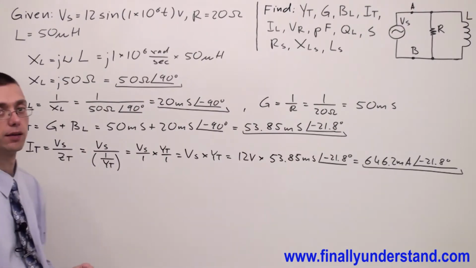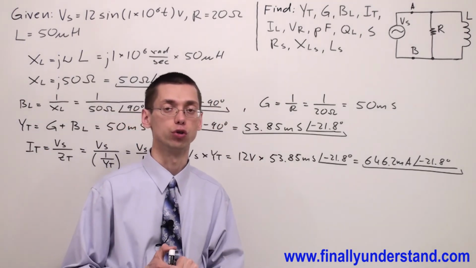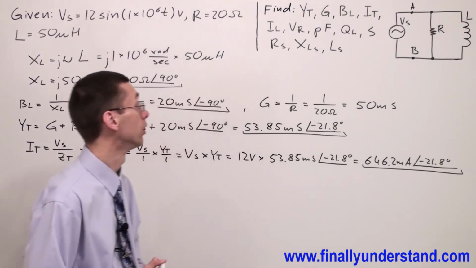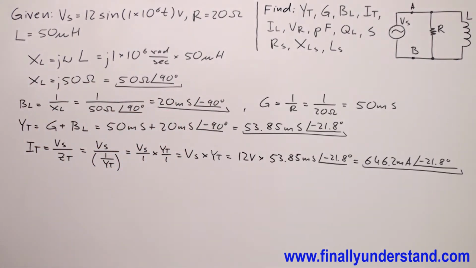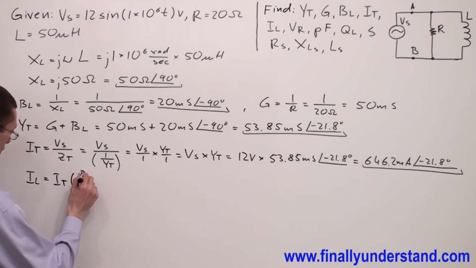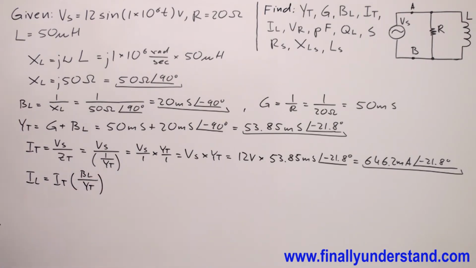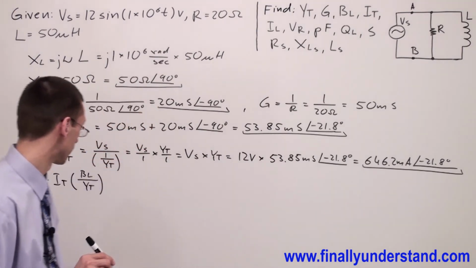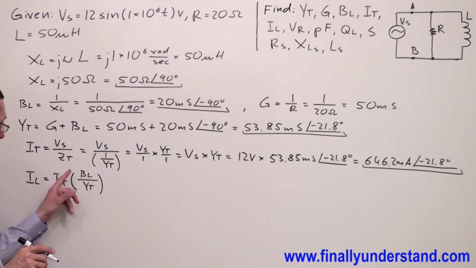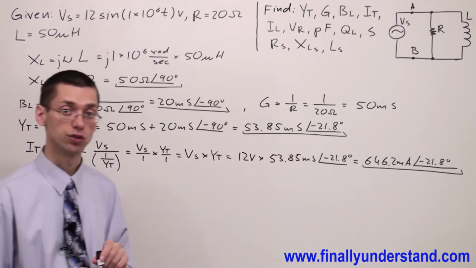Next, I'm supposed to find the current which goes through the inductor. In order to find it, I'm going to use the current division law, or current division formula. So I'm supposed to write IL is equal to I total times BL over Y total. This is the current division law for this circuit, and instead of impedances, this time we are going to use admittance and the susceptance.